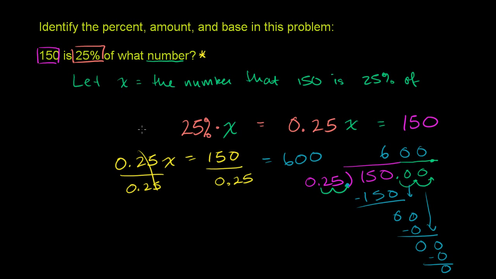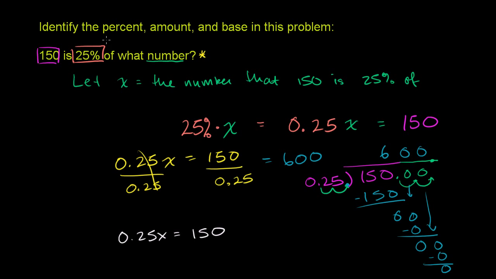And you might have been able to do that in your head, because when we were at this point in our equation, 0.25x is equal to 150, you could have just multiplied both sides of this equation times 4. 4 times 0.25 is the same thing as 4 times 1/4, which is a whole. And 4 times 150 is 600. So you would have gotten it either way. And this makes total sense, because if 150 is 25% of some number, that means 150 should be 1/4 of that number. It should be a lot smaller than that number. And it is. 150 is 1/4 of 600.